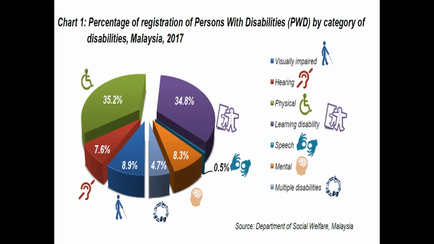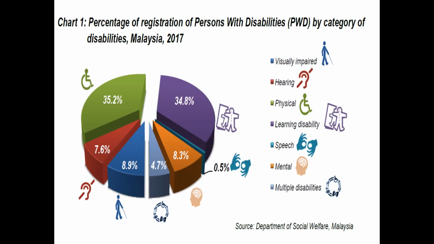So we have more physically disabled people. Maybe people in wheelchairs, braces, prosthetics, people who are using walking aids, or who have different kinds of physical problems. Those are around 35% of people.